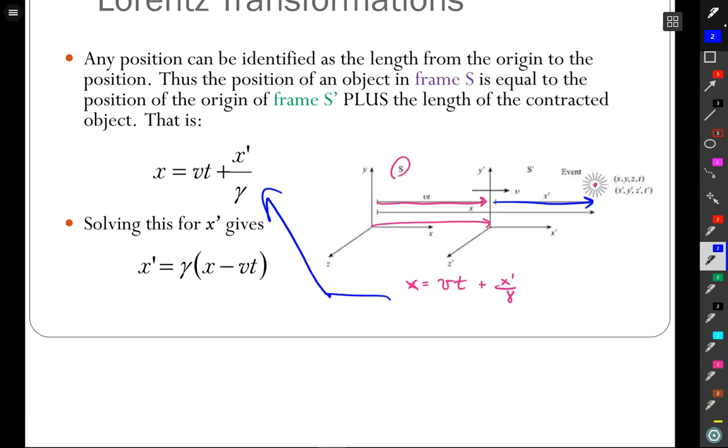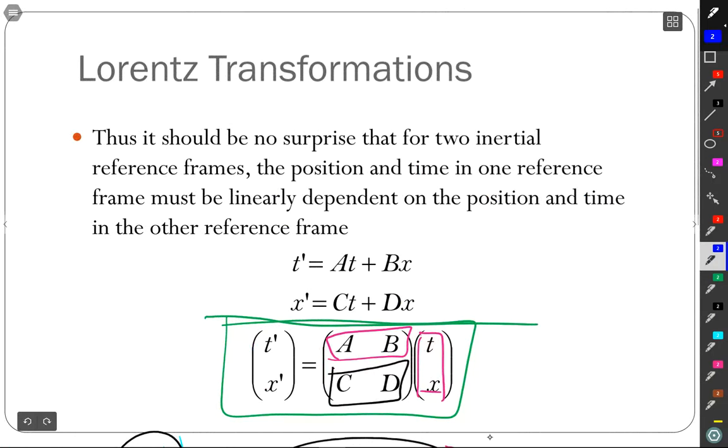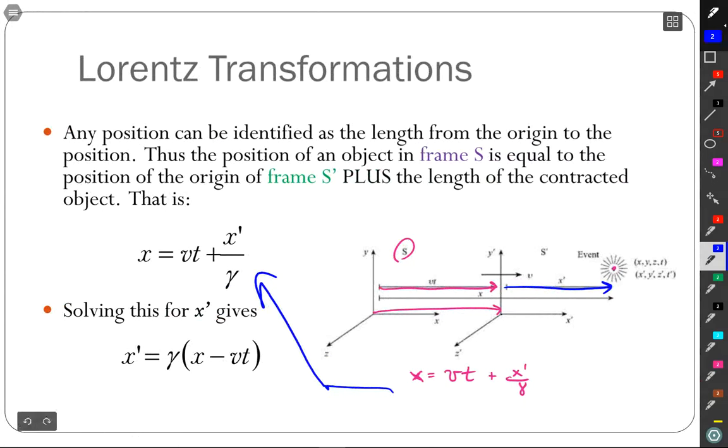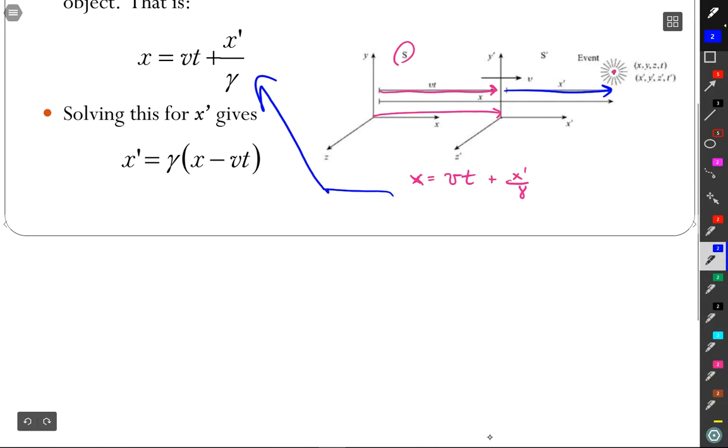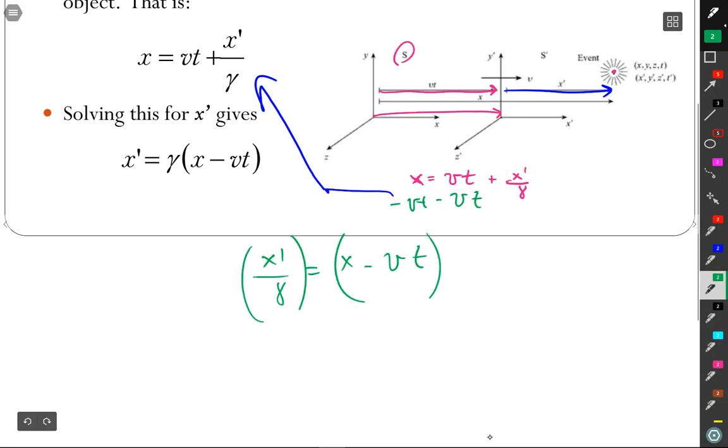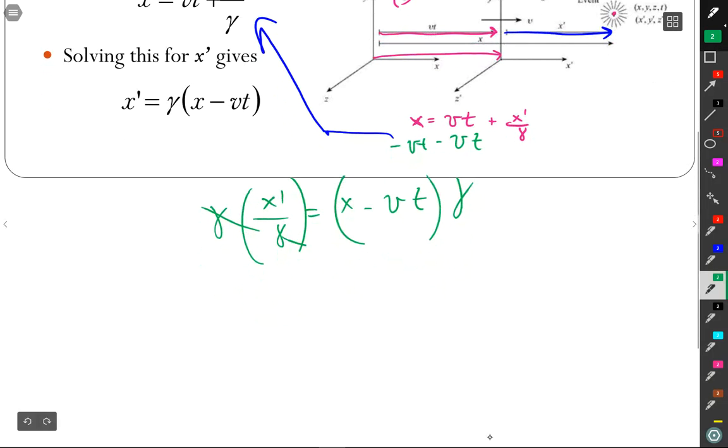And then I'm going to solve that for x prime. Remember, I had here x prime as a function of t and x. So that's why I'm solving it for x prime. So to solve this for x prime, I have to subtract vt from both sides. So I have x prime over gamma is equal to x minus vt. And then I have to multiply both sides by gamma. So I have x prime is equal to gamma times x minus vt. So that's one of my two equations.